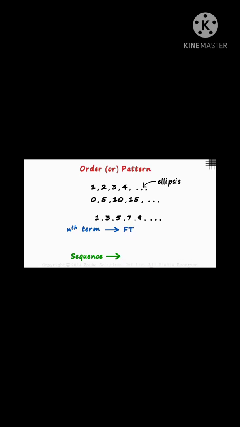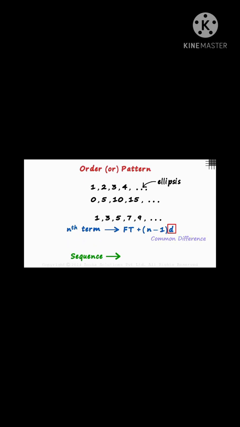It is the first term plus n minus 1 times d. The first term is a, n is the term number. So if we want to find the 31st term, we just substitute 31 in place of n. And d is called the difference between any 2 continuous terms. It's called the common difference.